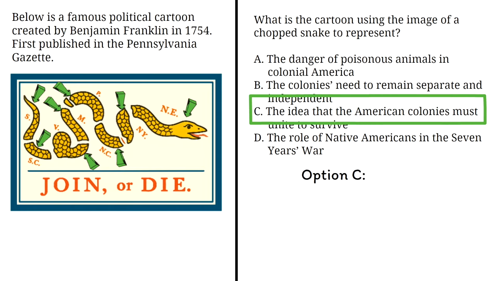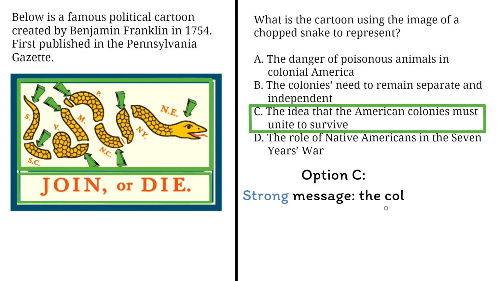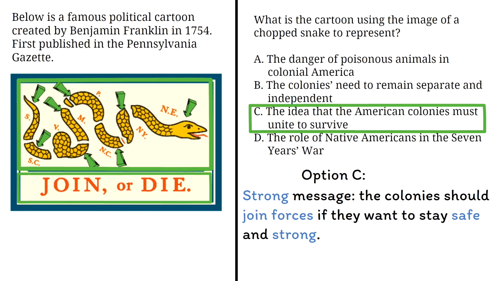Option C says, the idea that the American colonies must unite to survive. That's correct. The cartoon uses the broken snake and the phrase "Join or Die" to send a strong message. The colonies should join forces if they want to stay safe and strong.